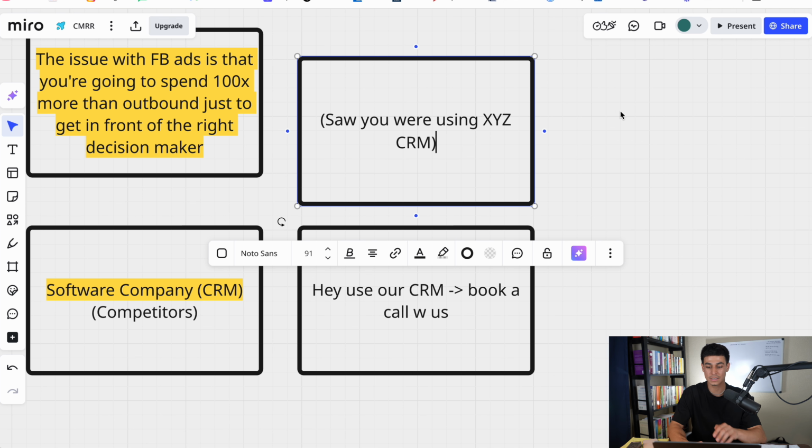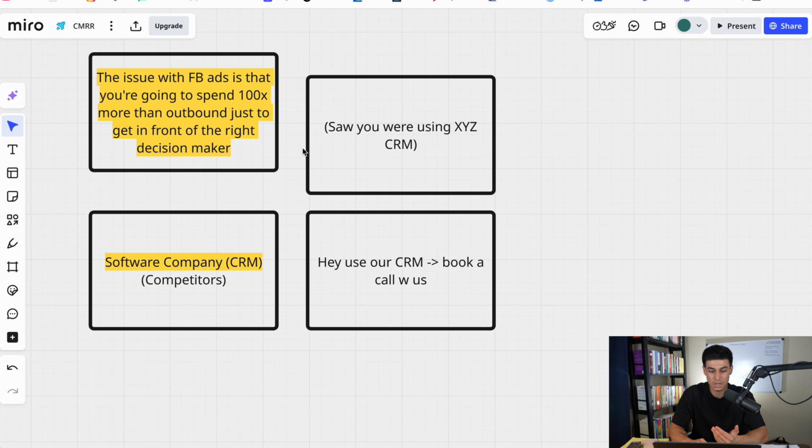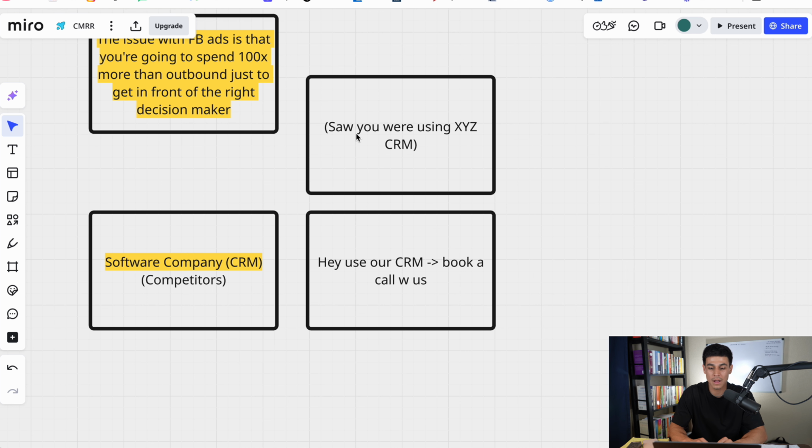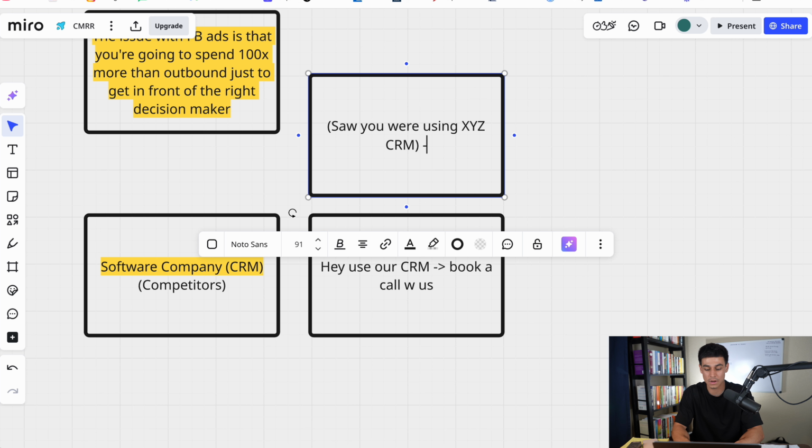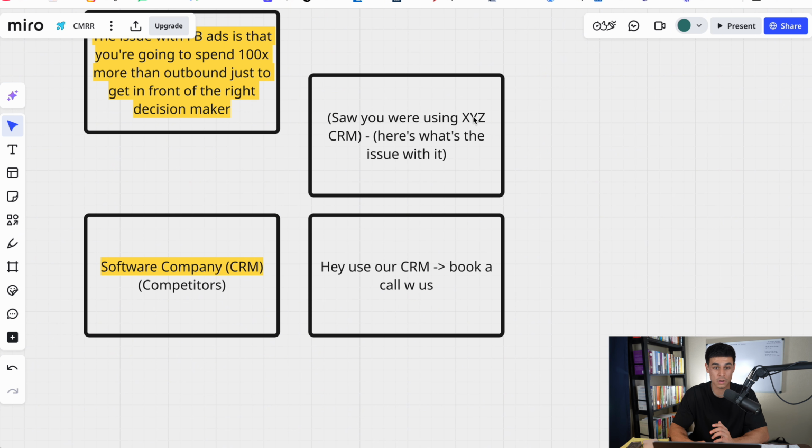And so what this does is it crafts the outreach message to pinpoint the prospect's exact CRM and saying, hey, look, I noticed you're using this kind of CRM. Then in the message, we're basically saying, here's what's the issue with it. So here's what's wrong with the CRM you're currently using.